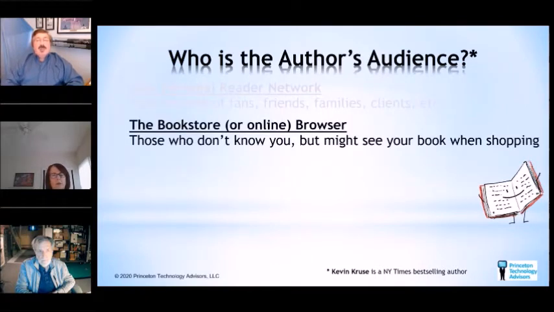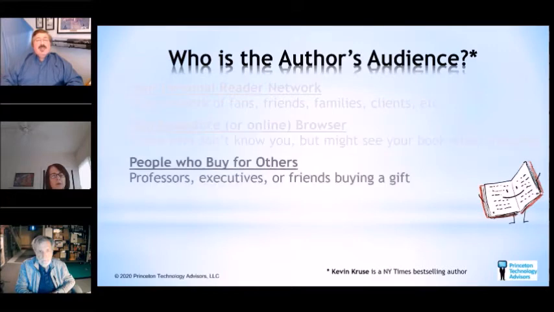Well, one could be the bookstore browser. These are people that you don't necessarily know, but might see your book when they stumble across it, either in a bookstore or when they're browsing online, right? The Barnes & Noble website is a bookseller. Amazon, there are a few others as well. Amazon, of course, sells everything. We're going to be talking about Amazon in a few slides. So you need to be able to create content that is going to help you be found to people who don't quite know you or don't know you well enough yet. And so you're going to want to appeal to people, of course, that you don't know.